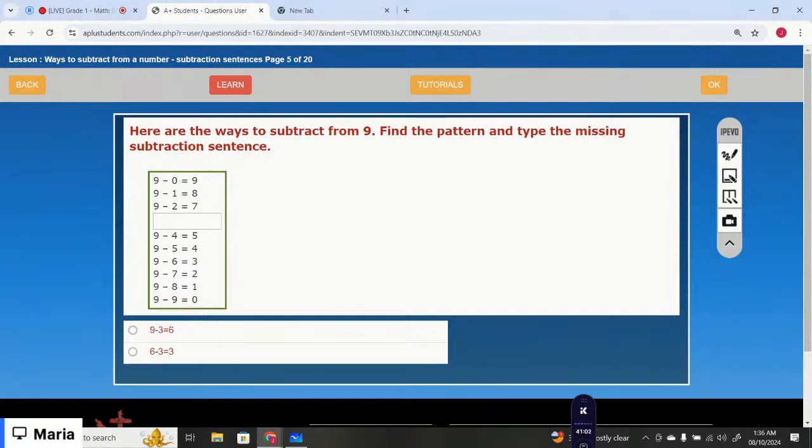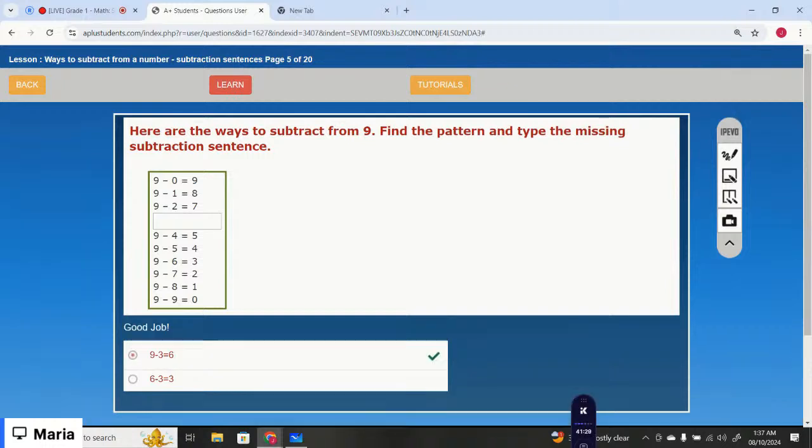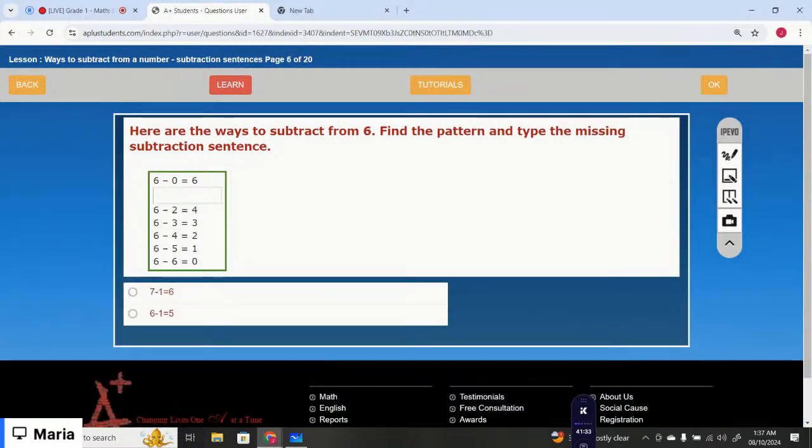Here are the ways to subtract from 9. Find the pattern and type the missing subtraction sentences. Yes, that is 9. Take away 3 is 6. Option number 1 is the correct option. Sorry.